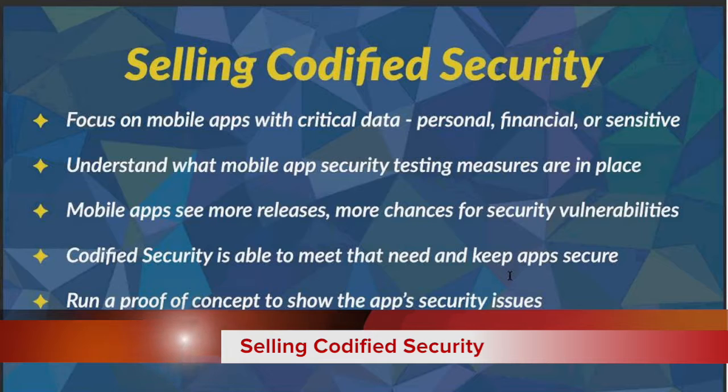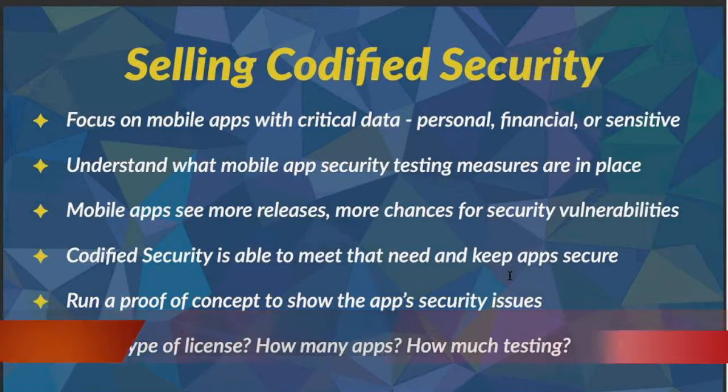So how do you sell this product? How do you sell codified security? Focus on mobile apps with data that is critical to companies or their users. So personal data, things like social security IDs, health data, but obviously anything related to your personal banking or your company's banking might be considered sensitive.